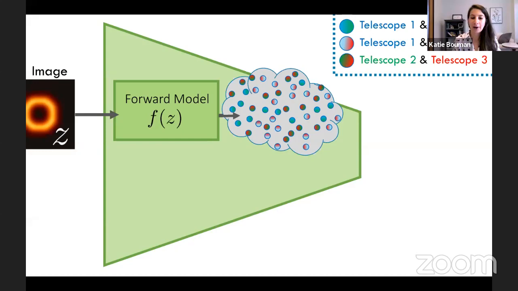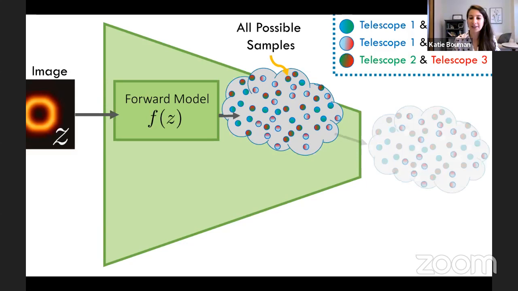And here we show all the possible samples. And so we can pass all these possible samples on as collected measurements to the decoder. But that means that we'd actually have to build all these telescopes, right? So our goal is to choose among them to find the best to build.